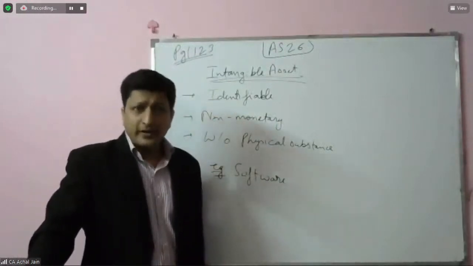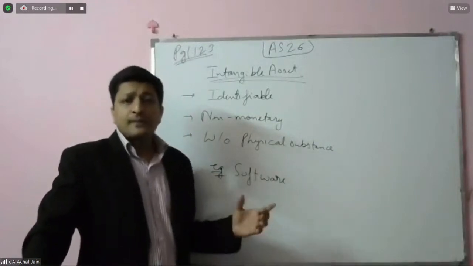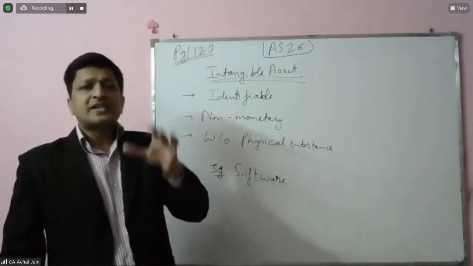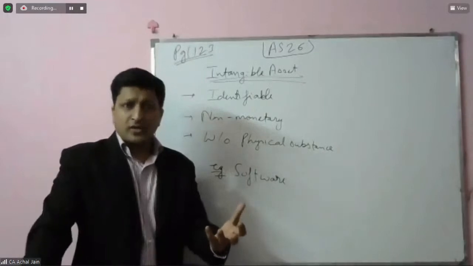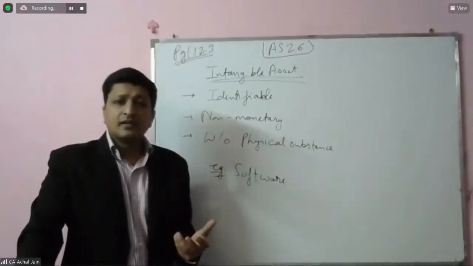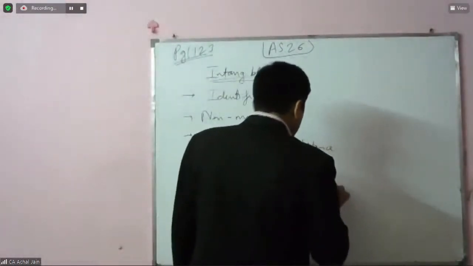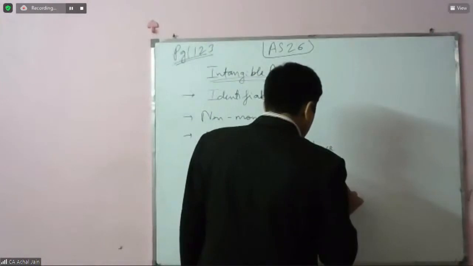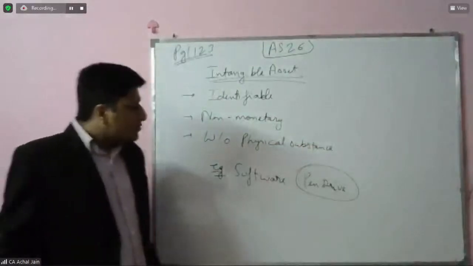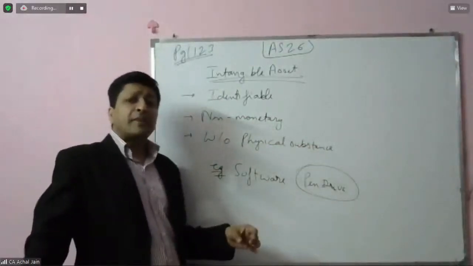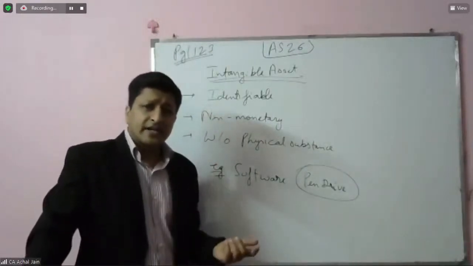Now, one may have an argument that software is also embedded on a tangible item. For example, software will be on a drive. Say, in a pen drive, there is a software. So software is there in a pen drive. So just by keeping the software in a pen drive, can we say that this software becomes a tangible asset instead of an intangible asset?